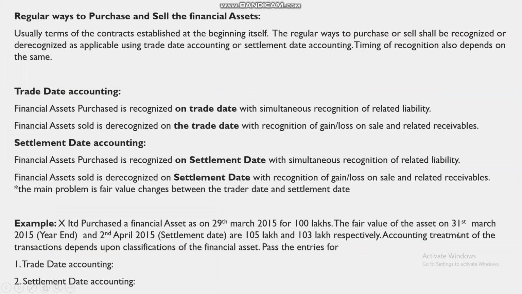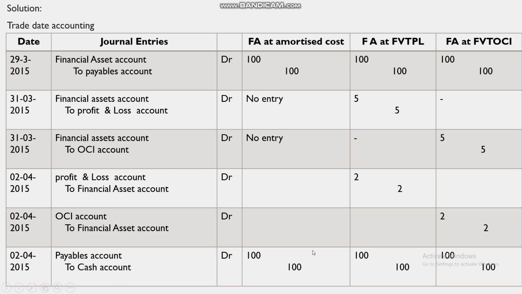On the 2nd, what happened? The value decreased from 105 lakh to 103 lakh. So this is a loss for us. What is the loss? It is 2 lakhs. So debit all expenses and losses, correct? So that's why we debit profit and loss account and credit the financial asset account. So at fair value through profit and loss account, since we are treating it through profit and loss account, the entry is profit and loss account. So here is the loss of 2 lakh, correct?